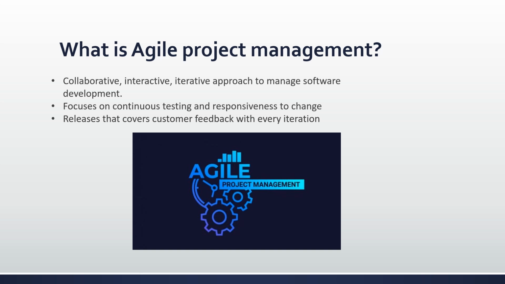Agile Project Management is a collaborative, interactive, and iterative approach to managing software development. It focuses on continuous testing and responsiveness to change by having releases that incorporate customer feedback with every iteration. Traditionally, Agile Project Management is classified into two frameworks, Scrum and Kanban. The Scrum framework focuses on fixed-length project iterations, whereas the Kanban framework focuses on continuous releases. After completion of the project's first iteration or step, the project management activity immediately moves on to the next. You can check out more in-depth information on both Scrum and Kanban and Agile methodology in other videos on my channel.